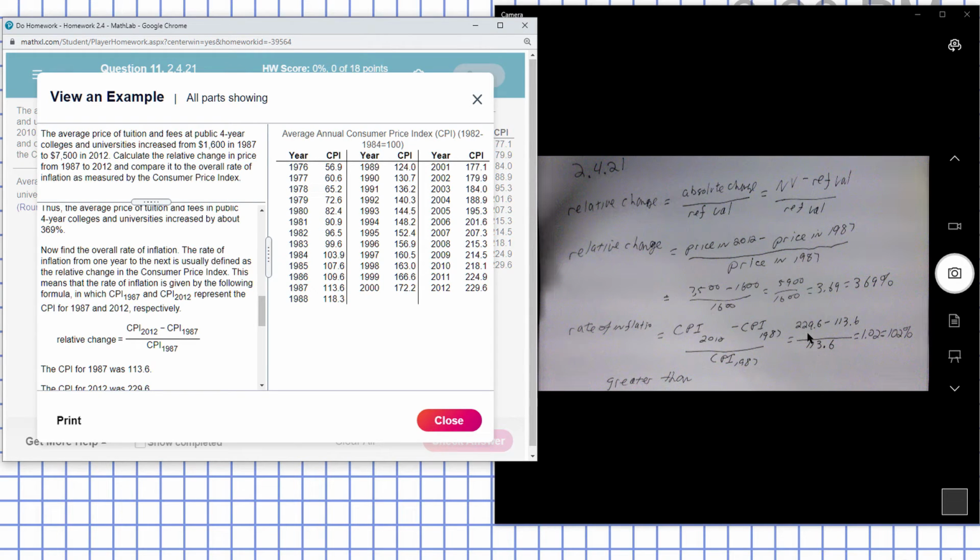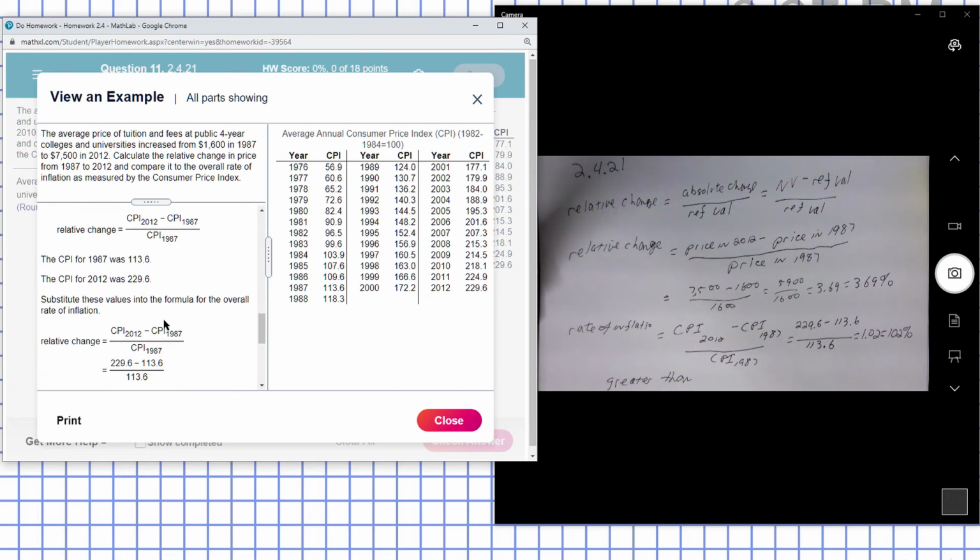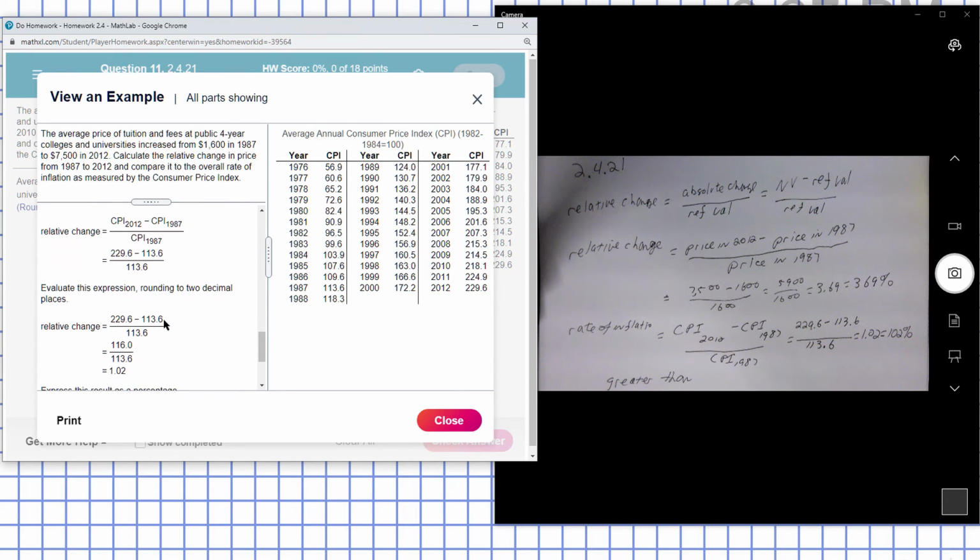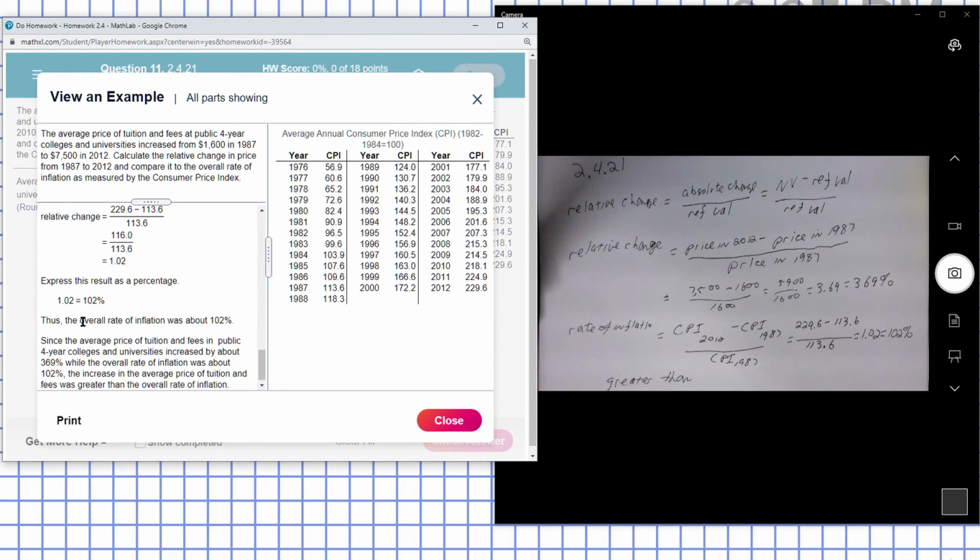So 229 minus 113.6, divided by 113.6, gives me 1.02, or 102%. So the overall rate of inflation was 102%.